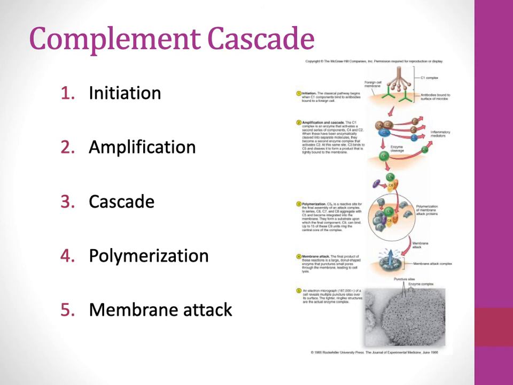So we have C4b2a now present, and that's going to activate C3. So it actually is called the C3 convertase. So C3 convertase converts C3 to its active form. So we now have C3b. C3b joins that complex.